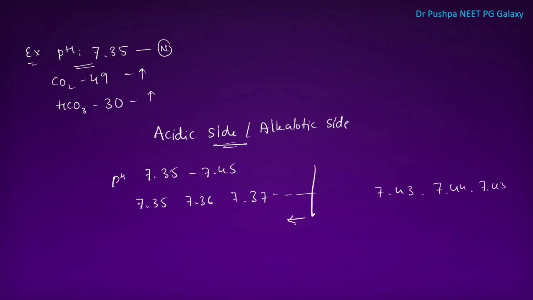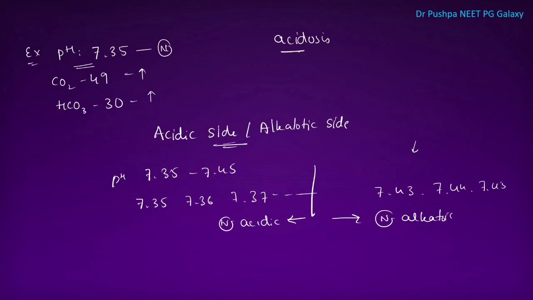The first half is normal acidic. Even though the value is normal, the first half is considered as normal acidic. The last half is considered as normal alkalotic. If the given value is falling in the first group, it is considered as acidosis. Whereas if the given value is falling in the last group, it is considered as alkalosis, even though the value is normal. In this condition, this value comes under the first group, so it is acidosis.